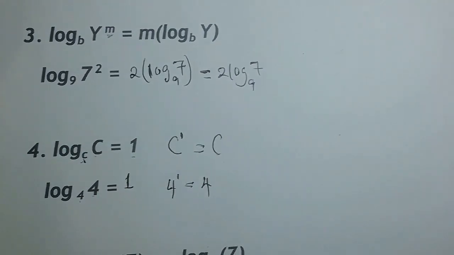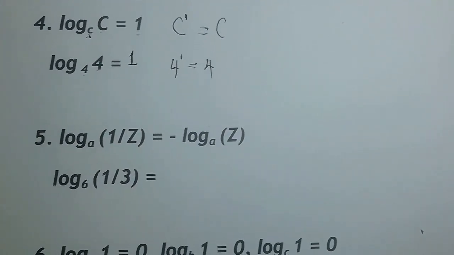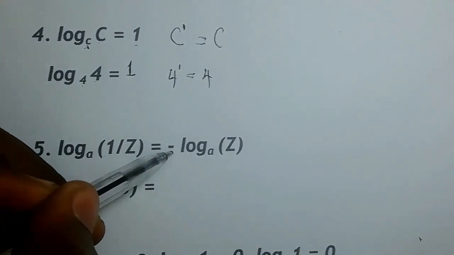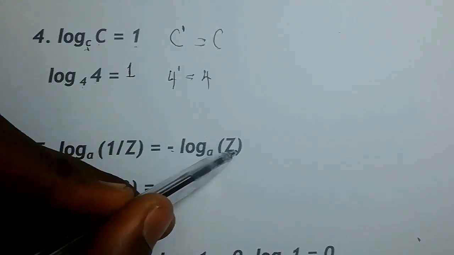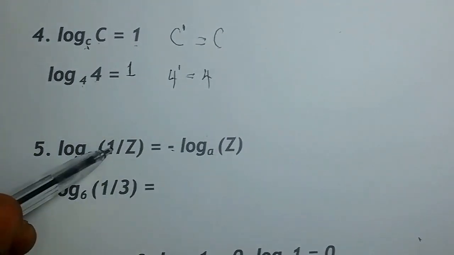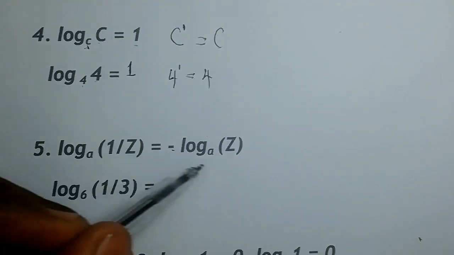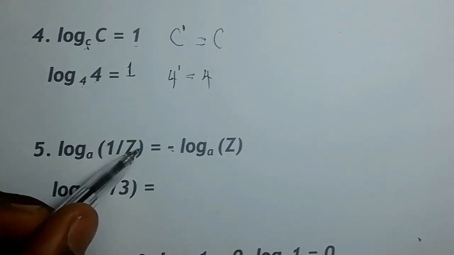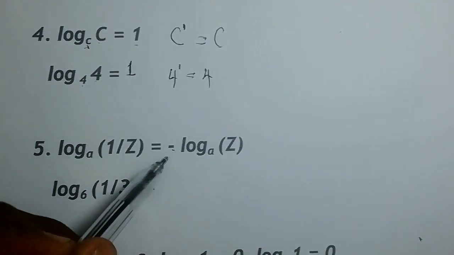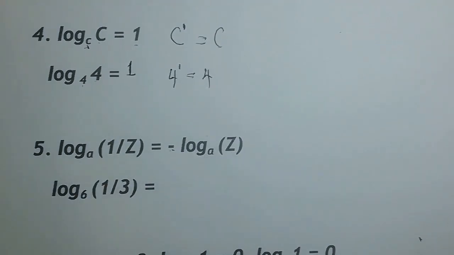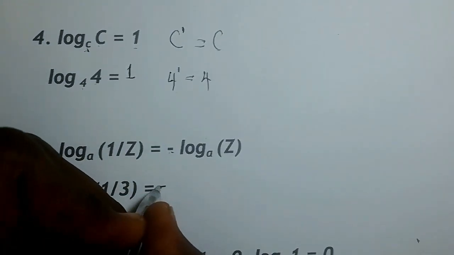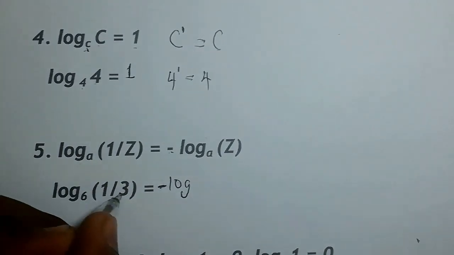So moving on, the fifth law says if you have log 1 over z base a, that's nothing but negative log z base a. In this case, on the left hand side of the equation it is 1 over z, but on the right hand side, it's negative, and then that's just z, not 1 over z anymore. So here's an example. Log 1 over 3 base 6, according to this law, can be written as negative log 3 base 6.